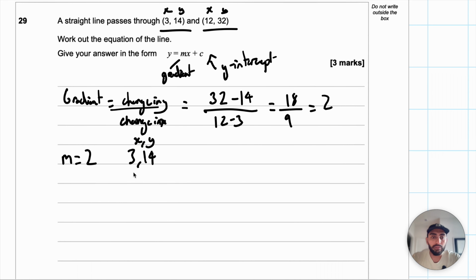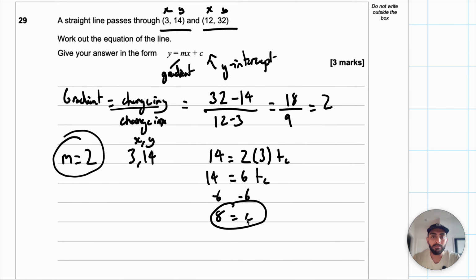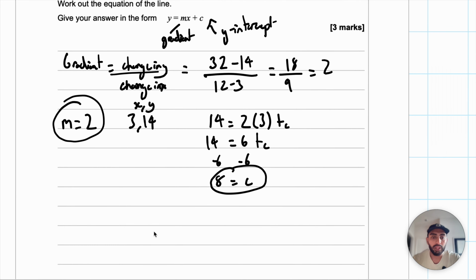We're going to substitute all of these in. So y here is 14 is equal to m, which is 2, x, which is 3, and we're trying to find out what c is, so we'll keep c as it is. 2 times 3 is 6. 14 is equal to 6, add c. We need to take away 6 from both sides. So 8 is equal to c. So now we have our value for m and we have our value for c. We just substitute those into here. So y is equal to the gradient 2x plus 8.